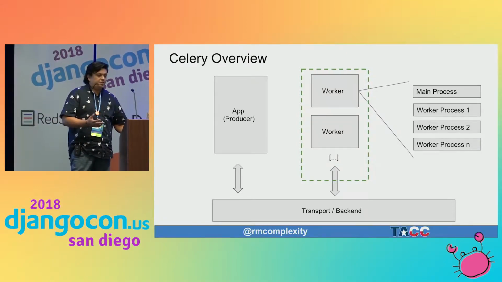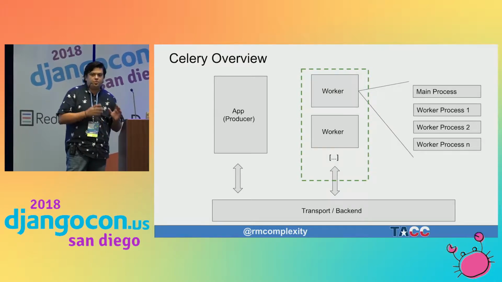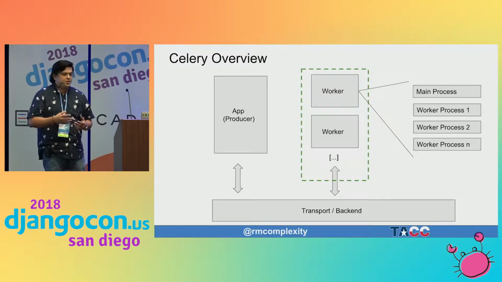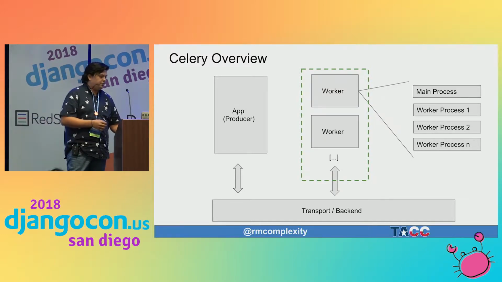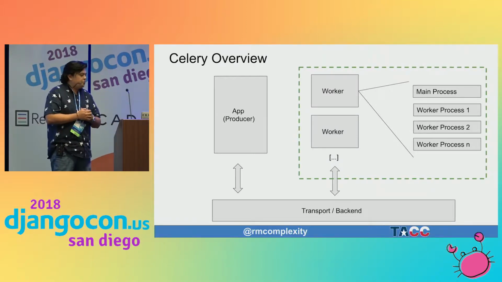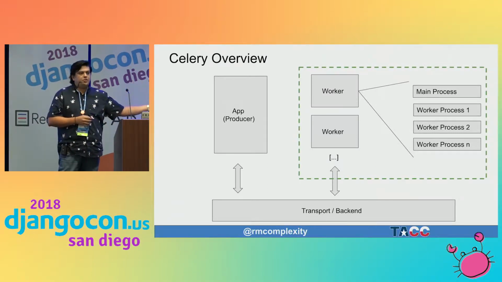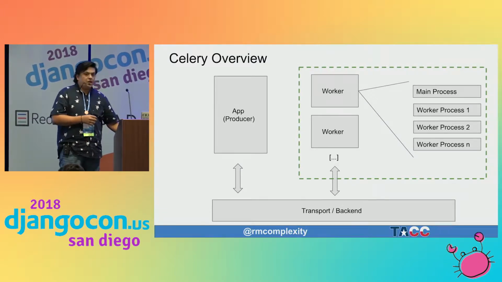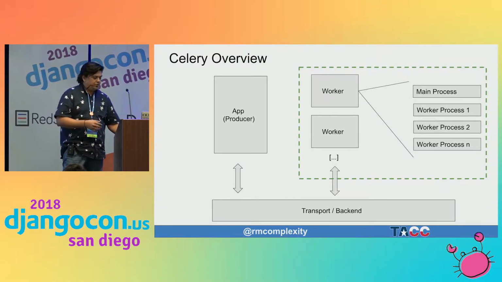The cool thing about this is that you can run different tasks on different machines that have different resources or have access to other different resources. Inside each one of these workers, we usually have a main process and then a number of other worker processes. And this is how we can run things concurrently as well.